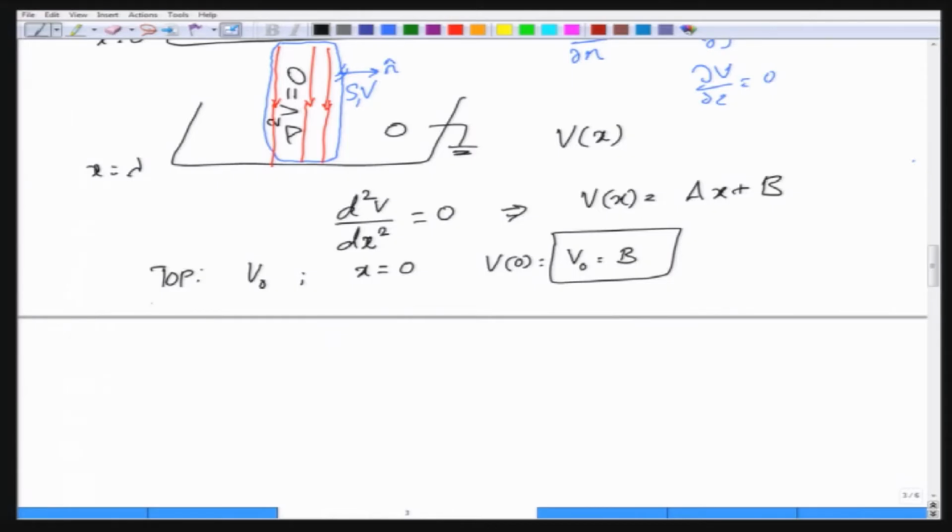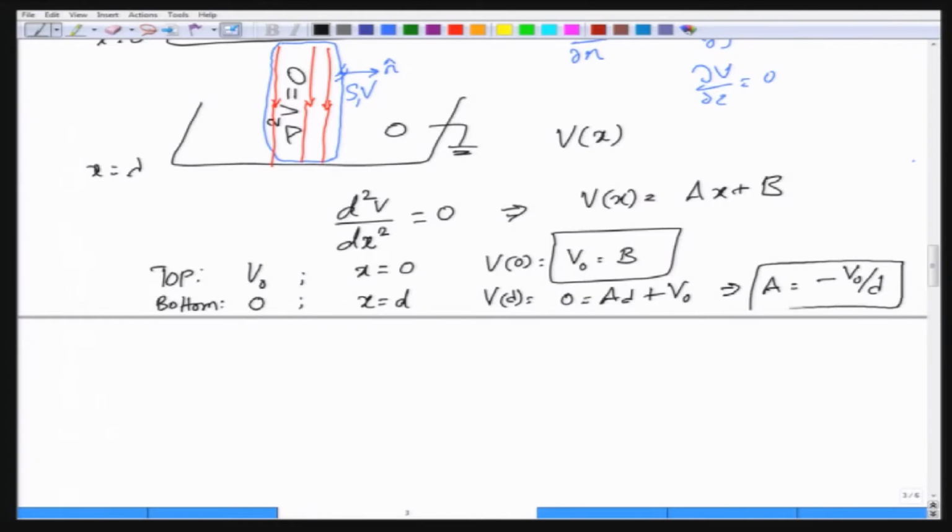For the bottom plate, the potential is 0, and the bottom plate is given by x equal to d. So, v of d is equal to 0, which is equal to a times d plus the value of b, which we have already seen to be equal to V0. So, this gives me a as minus V0 by d. All right. So, I have found out both the constants. So, the potential v of x will be given by minus V0 by d times x plus V0.